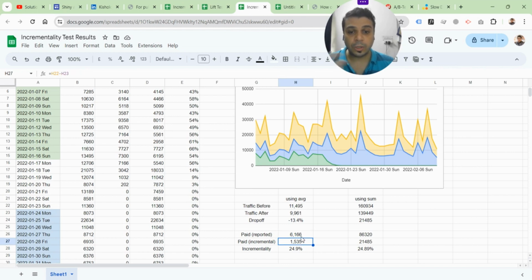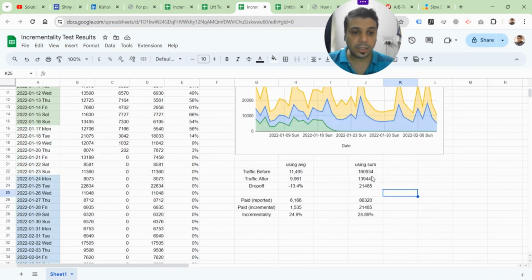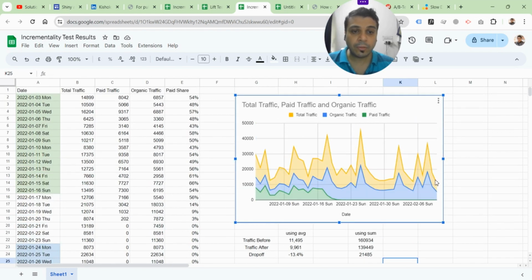Okay, so you can understand. The incremental impact of paid traffic over the actual paid reported traffic is what's going to give you your incrementality. So this is one way of measuring incrementality, and you can also look at it using sum. So this was obviously using averages. Okay, so I hope this is clear, and from the graph also you can understand what is going on here.